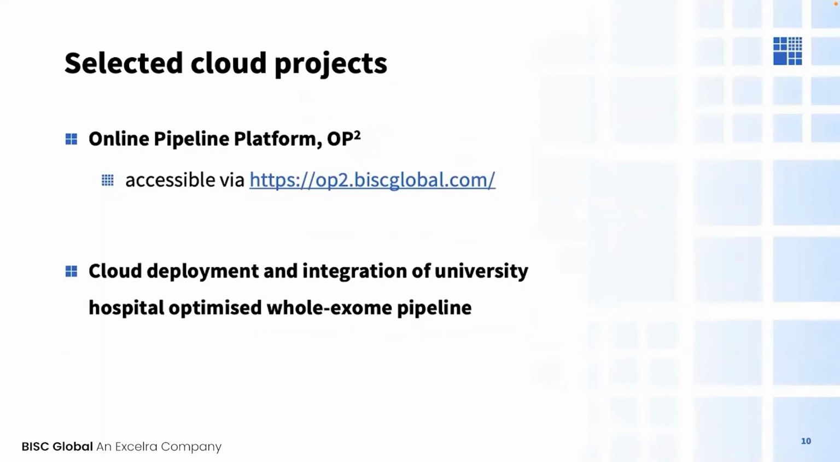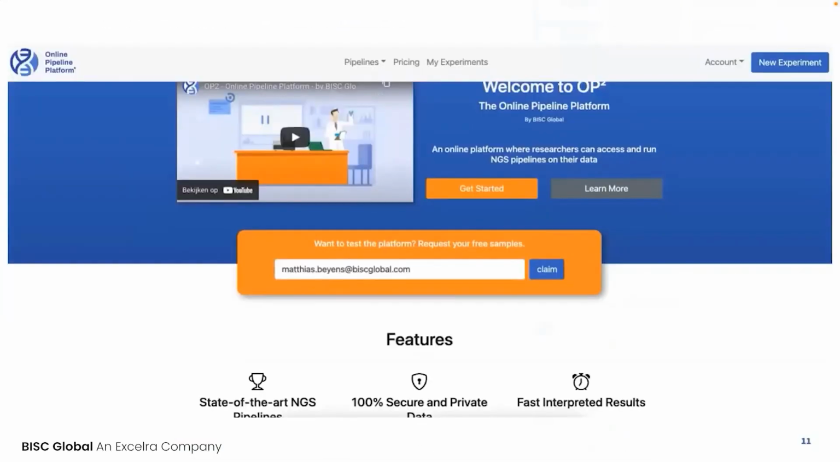I have selected 2 example projects where these global teams combine their biological knowledge and cloud expertise within cloud solutions. My first example is OP², our online pipeline platform, which shows our capabilities as a company. This online user-friendly, secure, and scalable platform offers scientists the possibility to analyze omic data sets with the ease of a few clicks without any prior bioinformatics or cloud knowledge and expertise.